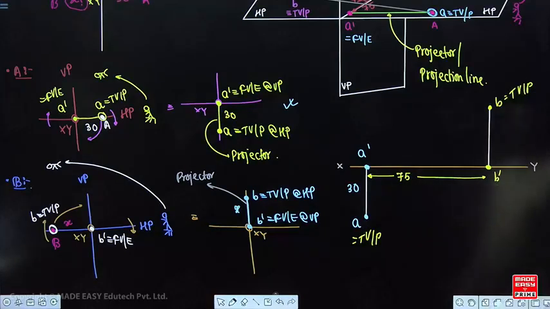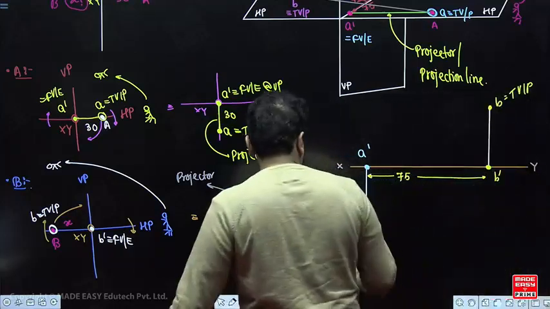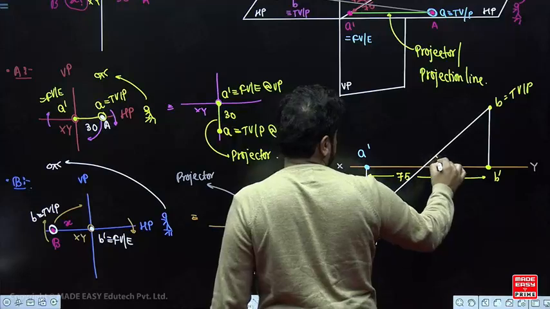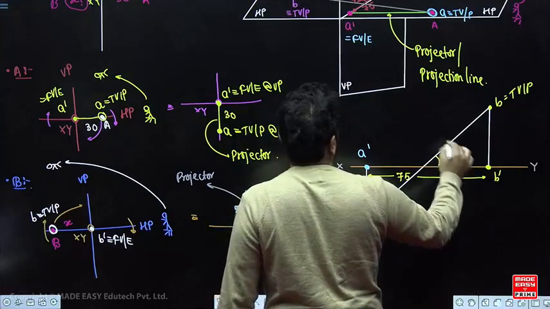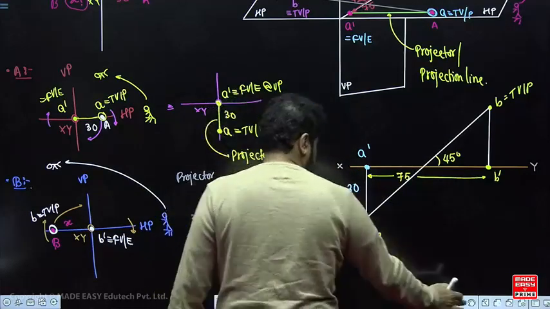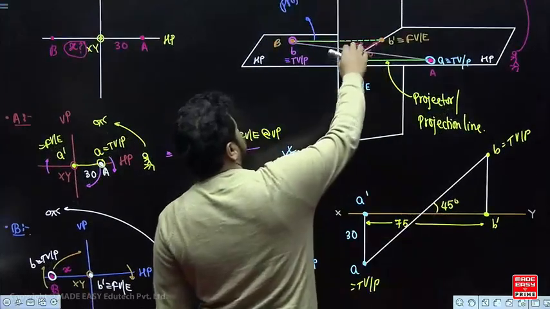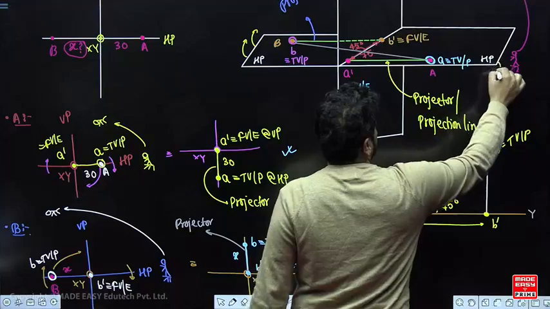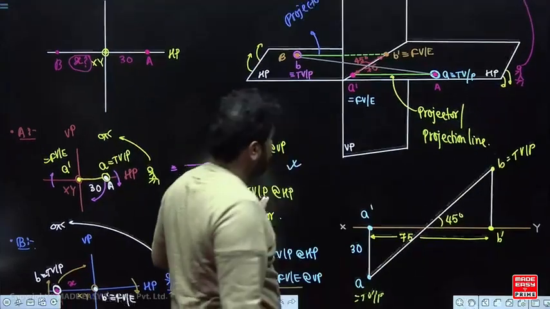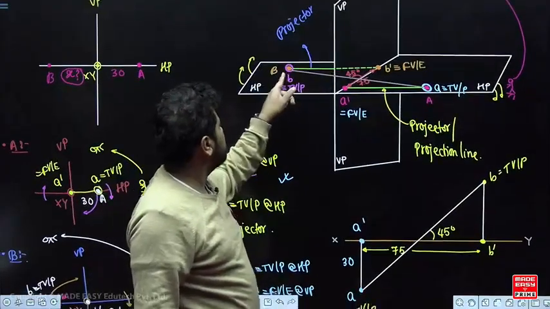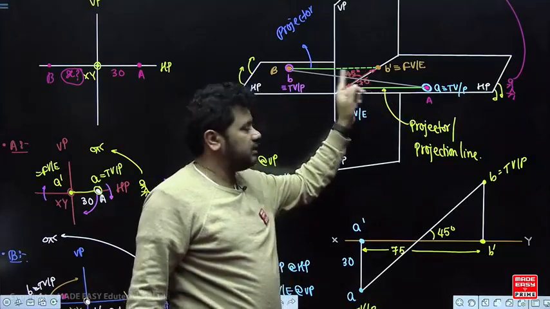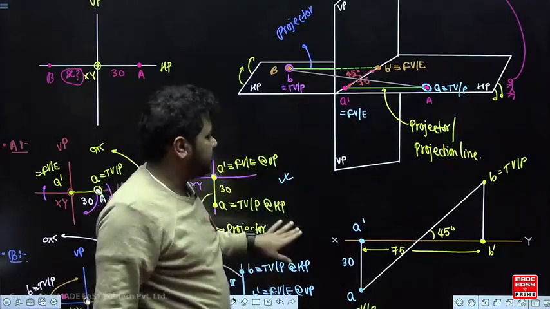So the distance between the projector is given as 75 millimeter, and then it is saying that the line joining their projectors makes 45 degree with xy line, correct? That is what you can see here, 45. So when you are going to rotate HP in the clockwise direction, what will happen? See here, this will go up, so you can see that B will come on VP, the same thing you can see here. So that is why this angle is 45 degree, right? So this angle is your 45 degree.